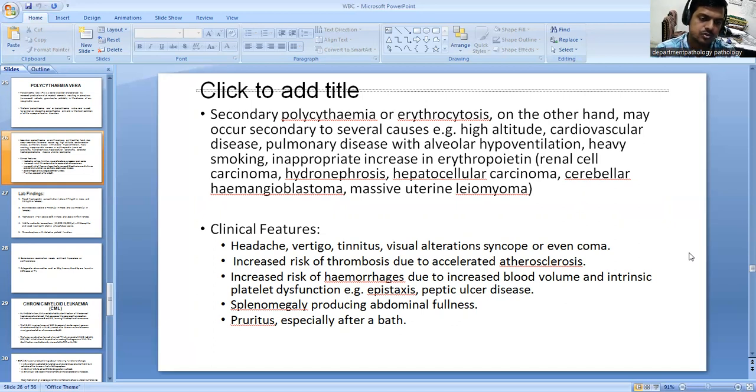There is increased risk of thrombosis due to accelerated atherosclerosis, and increased risk of hemorrhages due to increased blood volume and intrinsic platelet dysfunction, for example, epistaxis, peptic ulcer disease, splenomegaly producing abdominal discomfort, and pruritus, especially after a bath, which is characteristic.